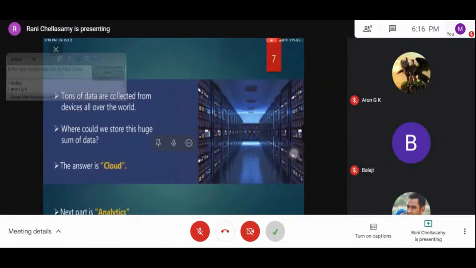There are lots and lots of data collected from the devices all over the world. So where could we store this data, this huge amount of data?